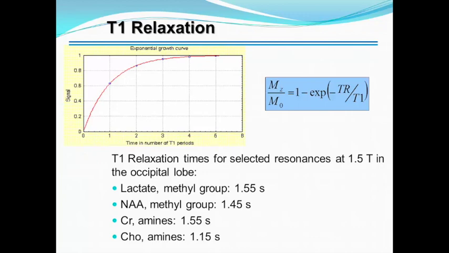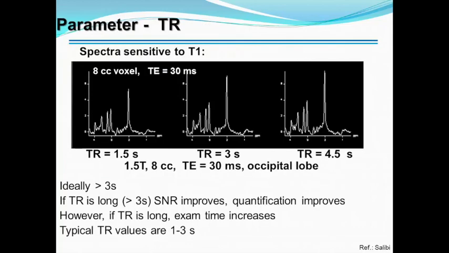So like water, these metabolites have all their different T1s, and they happen to be about 1.5 seconds at 1.5 Tesla. So if you wait 1.5 seconds, you get about 63% of your magnetization back. If you wait 3 seconds, you get about 85% of your magnetization back, and so on, right? So ideally, you want to wait as long as possible, more than 3 seconds.